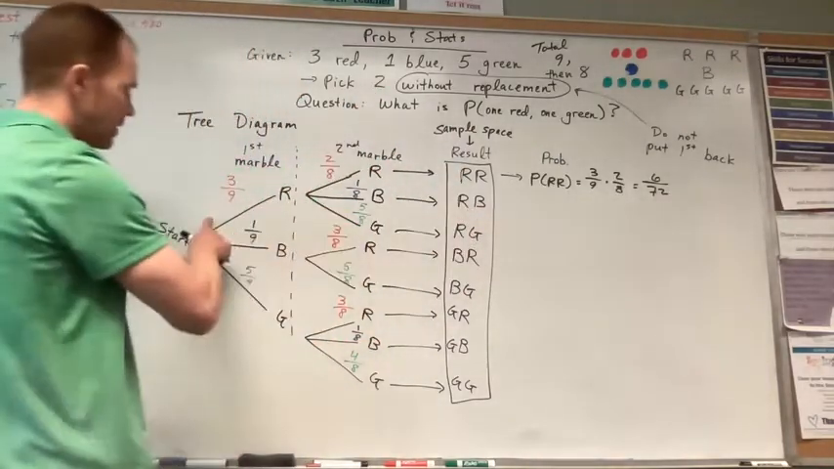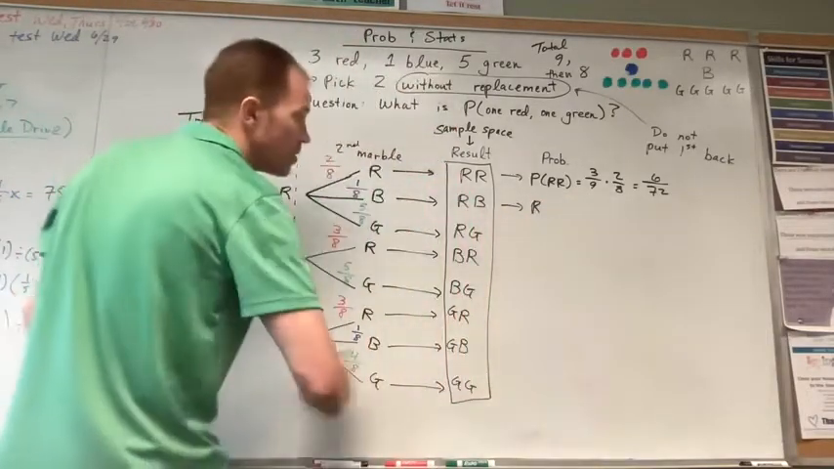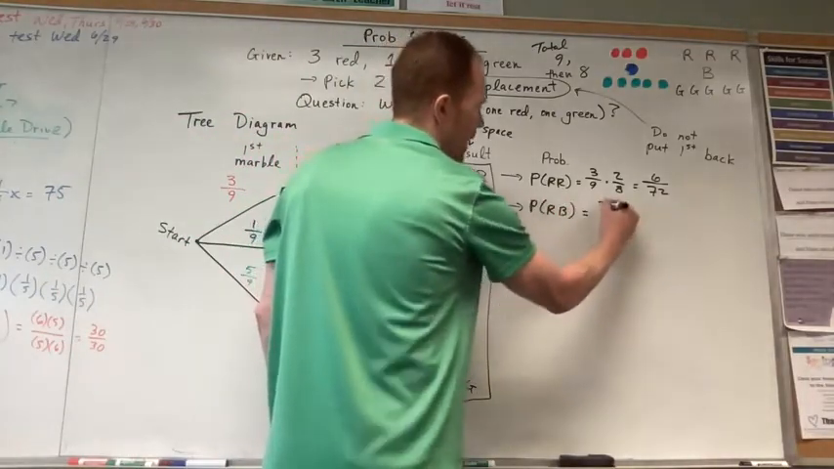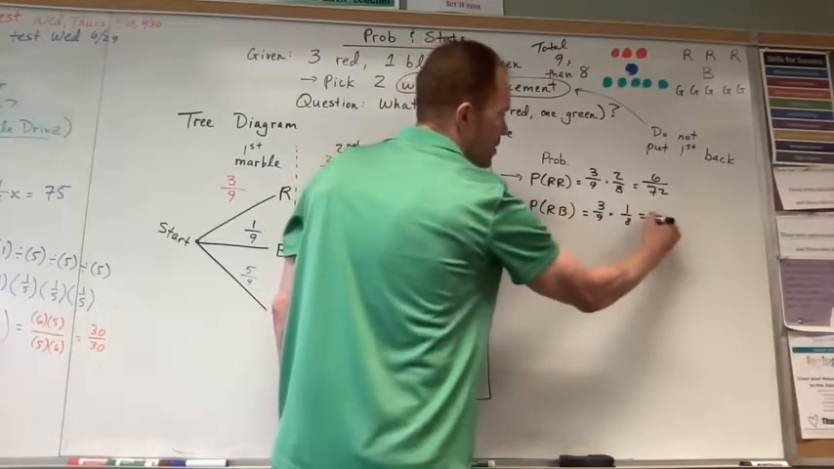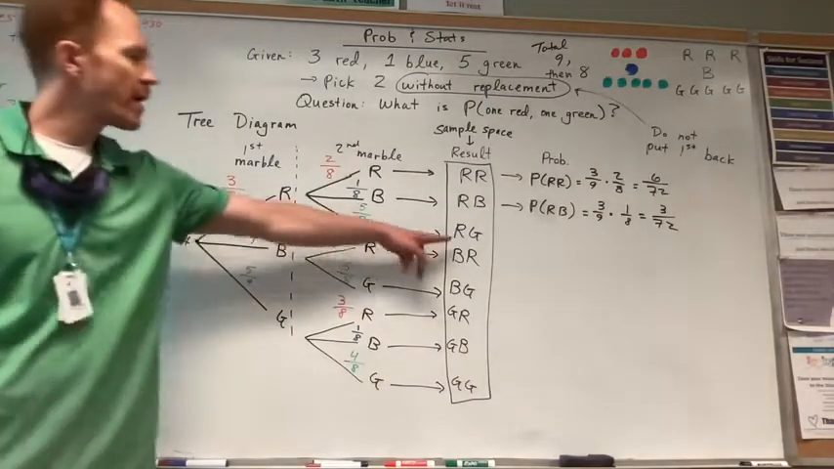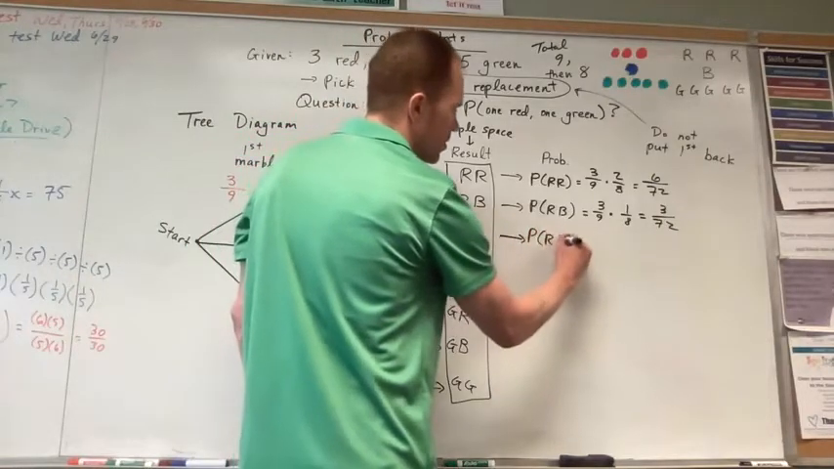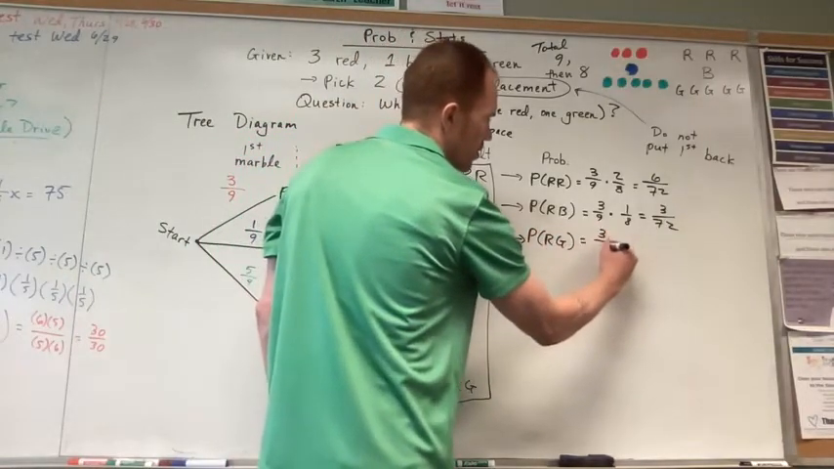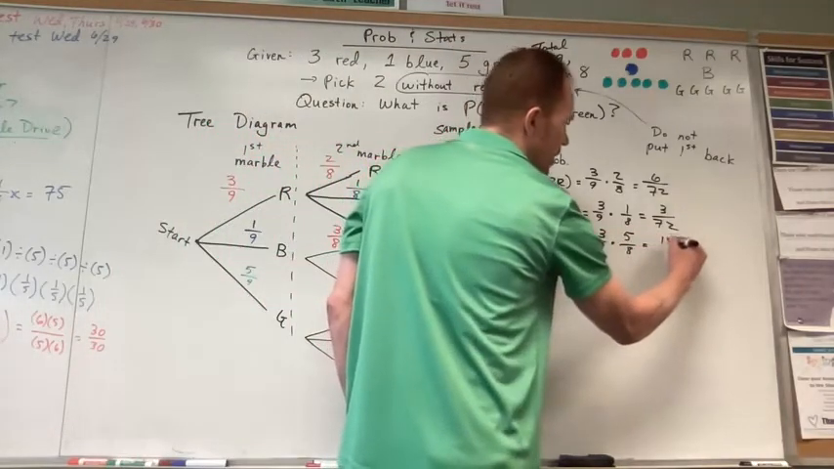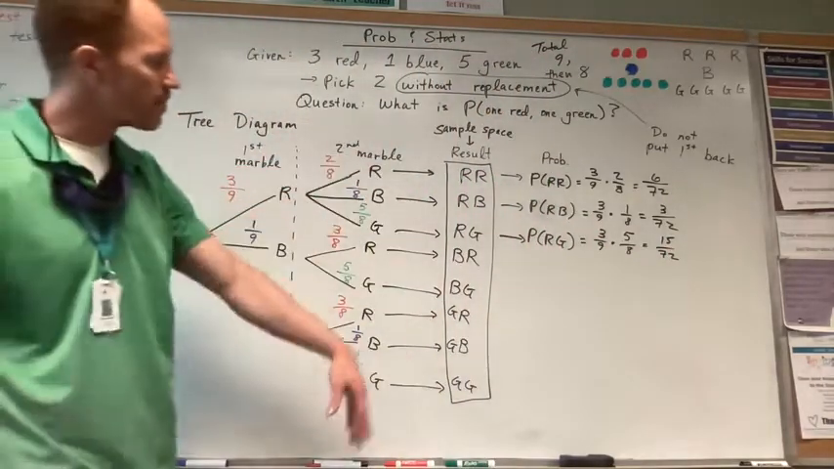Probability for red-blue, that's 3 out of 9 and 1 out of 8. So that's 3 out of 72. Probability of red-green, 3 out of 9 for red, 5 out of 8 for green. So that's 15 out of 72. Okay, we got 5 more.